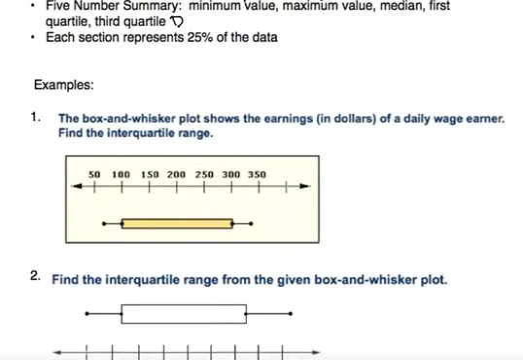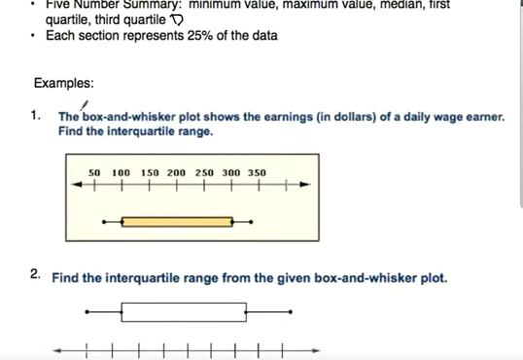Number 1 says the box and whisker plot shows the earnings in dollars of a daily wage earner. Find the interquartile range. If you remember, the interquartile range, or IQR, is equal to Q3 minus Q1. Your Q3 is the top of the box, and your Q1 is the bottom of the box. So your interquartile range is basically how long the box is.